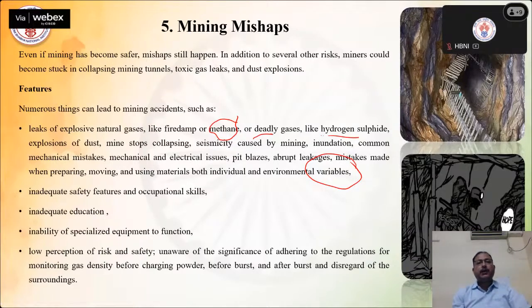So risk is always there, but the contributors, as I already quoted, are gases, chemicals, mine stock collapsing, seismicity, yes, earthquakes and all these things, inundation, water filling, water blockage, all these things are there. Parallelly, when we go for the mining part, we use a certain amount of equipment, which is also a big concern. So I have written over here inadequate safety features and occupational skills.